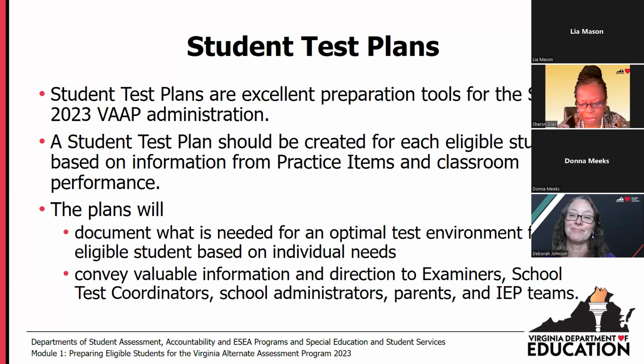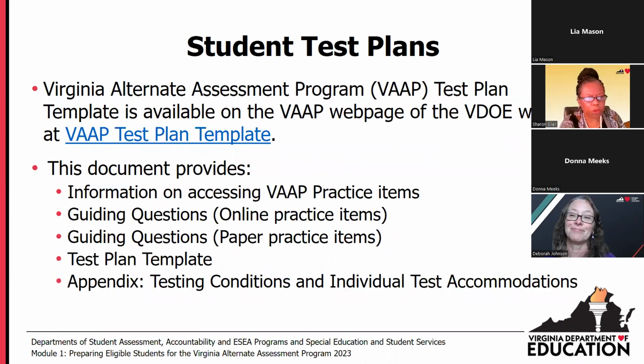The examiner who's giving the test to the student, the school test coordinator, school leadership, the student's parents, and of course, the IEP teams. So what I want to walk you through now is what you're going to find in the student test plan document. This document can be found, as we shared about many of the other resources, on the VAAP page of the VDOE website.